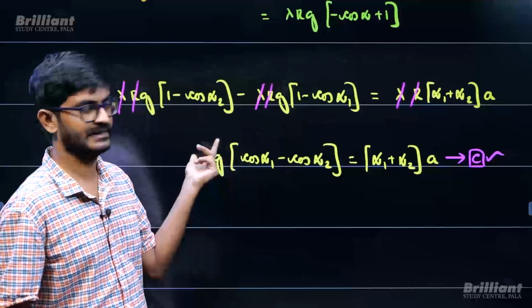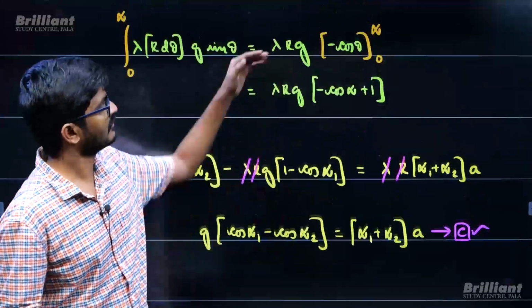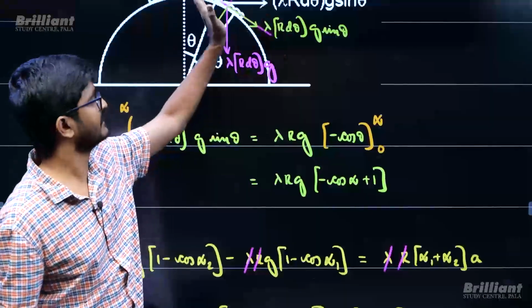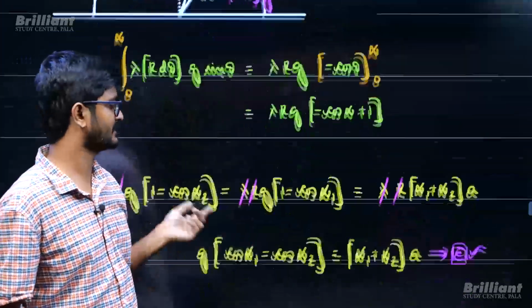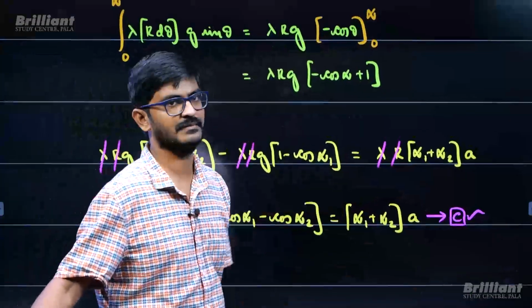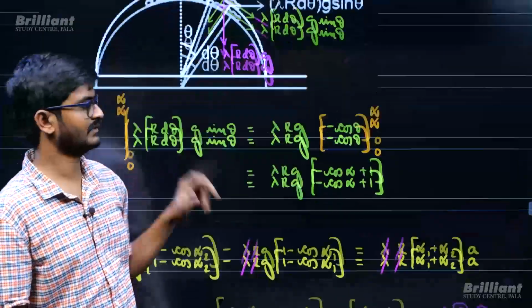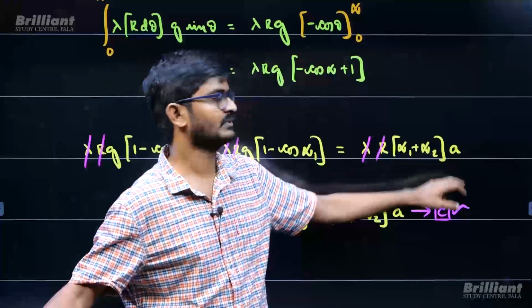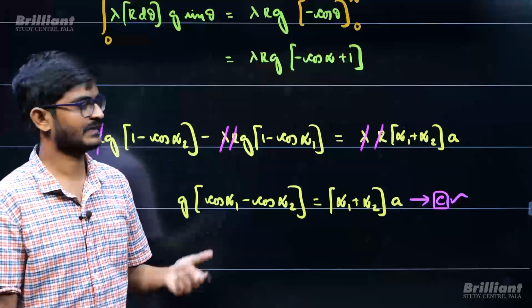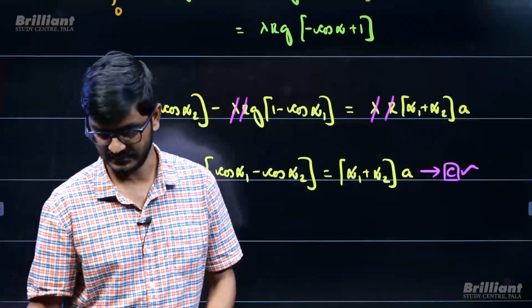Weight difference, I mean component force, this component force we have calculated, this component force we have calculated, the difference equals mass times acceleration. Mass will be lambda into the total length, which is r alpha 1 plus r alpha 2. This is the total mass into acceleration. Net force equals total mass into acceleration. From there I will be getting the acceleration.